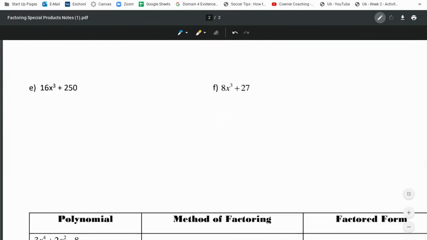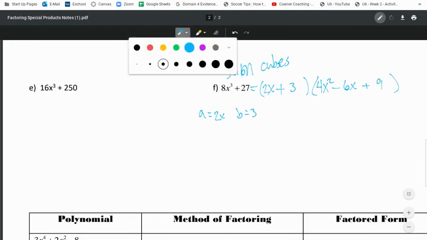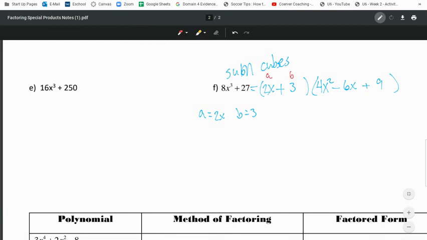And then F, this is the sum of cubes. My gosh, I can't spell today. So plus minus plus. And then I need to figure out what A and B are. A is 2x, B is 3. Again, those are perfect cubes. And I just fill in 2x, 3, 4x squared, 6x, and 9. Again, because our formula says this is A, B, A squared, A times B, B squared.